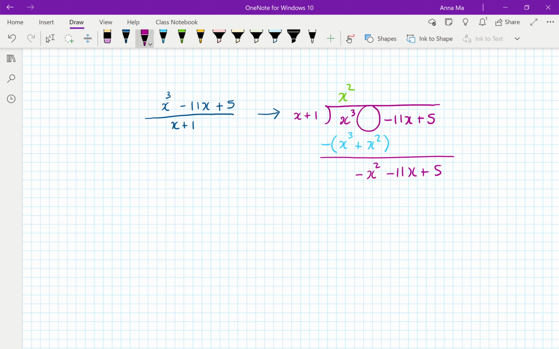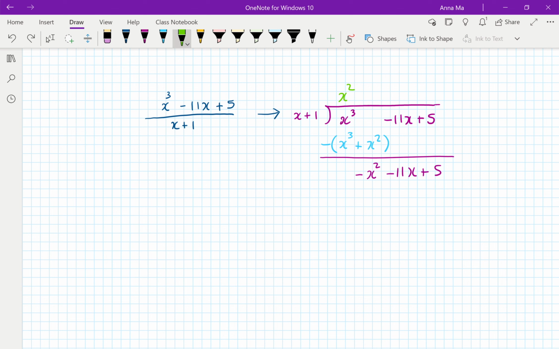And if you didn't have that gap, the mistake that people could have made is to subtract this from this term, but they're not like terms, so you shouldn't be able to subtract them. But if you had them in the same column, it's very easy to make mistakes like that.